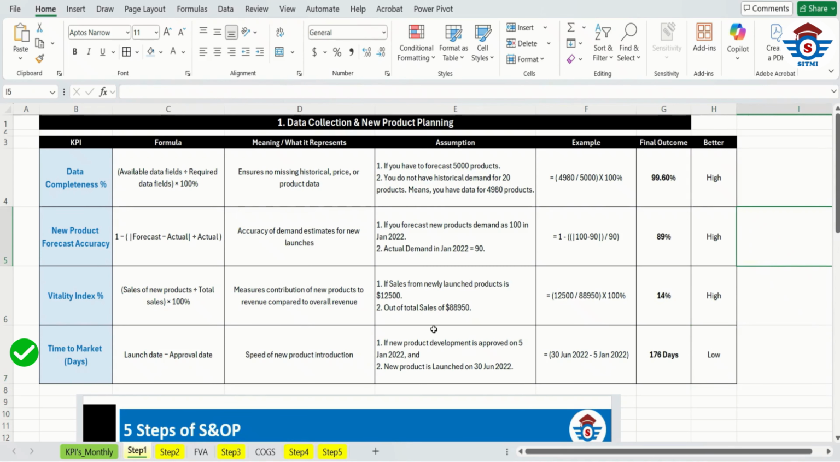So that's all about Step 1, and these are 4 important metrics that every business should capture. There are many more metrics that you can capture depending on your business requirement, but in this session, we recommend these 4 important metrics that you must calculate to understand your planning health and your business performance.